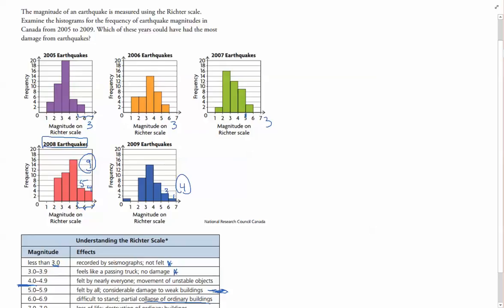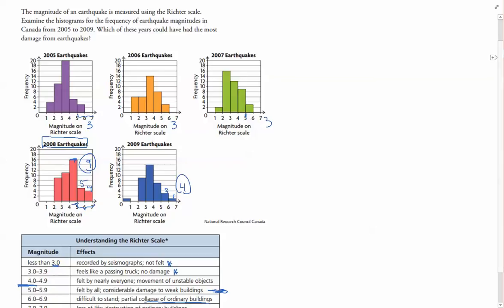Also, if we look at 4, where unstable objects are moving, so if you consider damage like plates that might fall off, or a cupboard, if your building is shaking, then maybe things come off bookshelves and stuff. You'll see that that's actually quite high as well. That's as many as 16. Okay, so that's frequency polygons and histograms.